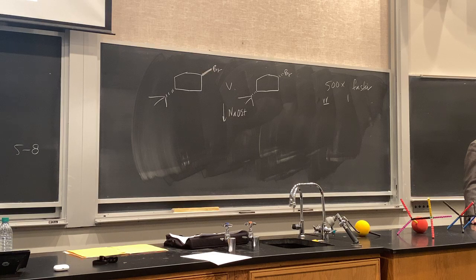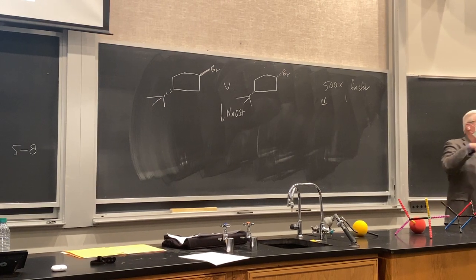Which one's equatorial, which one's axial? What will be the optimal E2 pathway for the elimination? The halide in the axial position, and one of the beta hydrogens has to also be axial. That will give us that anti-relationship.